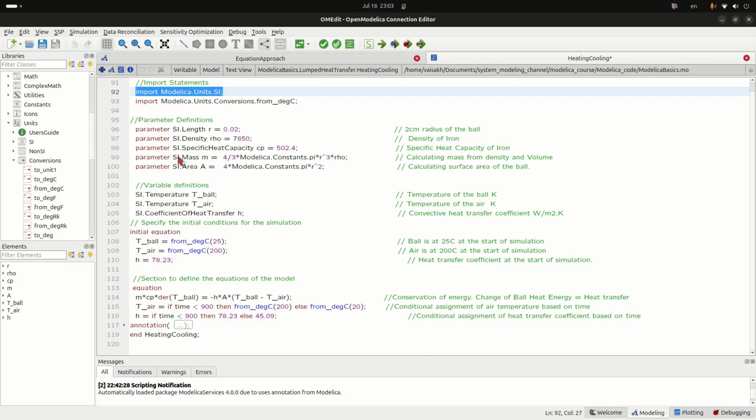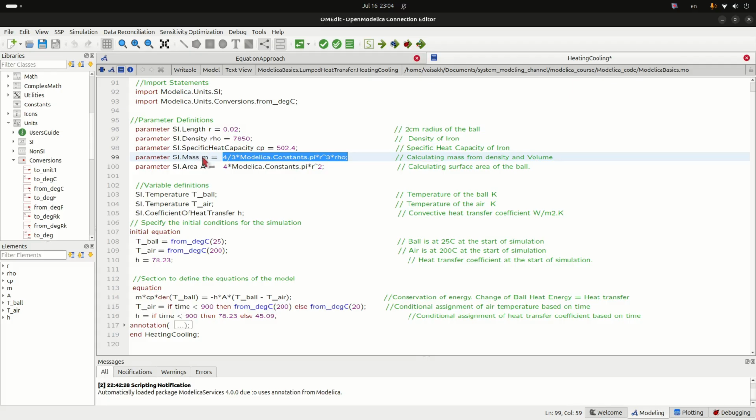Now, these two values, the parameter m and parameter a, which represent the mass and area of the ball. These are calculated using other parameters. So as this only involves parameters, they also become parameters because they do not change over time. An important point to note here is that when you assign a parameter using an equation like a mathematical expression, you should notice that there should not be any variables on the right hand side because the variables can change over time. So the value of this expression can change.